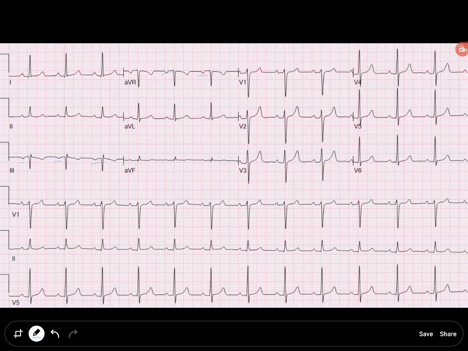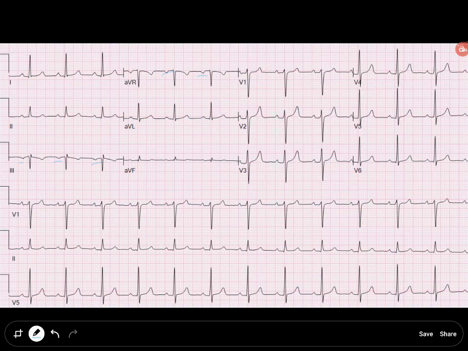here. The PR interval is normal, and each P wave is followed by a QRS complex, so there is no AV block. Looking at the QRS complexes, they are narrow and normal, and there are no bundle branch blocks that I can see. We can move on by looking at the ST segments and T waves, starting in the inferior leads, 2, 3, and AVF.